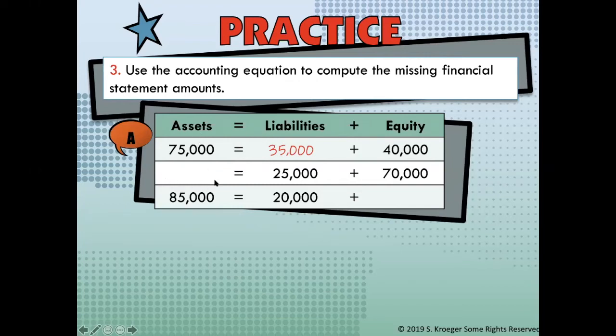The next one, there's a blank for assets. We know liabilities is 25,000 and equity is 70,000. What would our assets be?